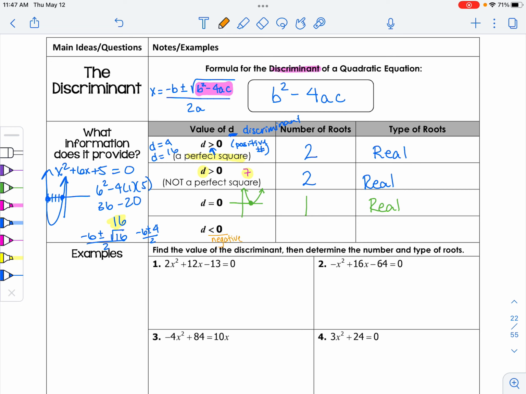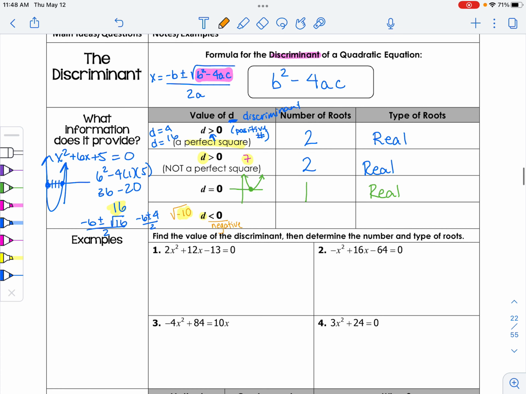Negative, go back to something that we have done before. We learned it this week. If I asked you to do the square root of -10, your discriminant, remember, is that stuff underneath the square root. So that's what I'm saying. If your discriminant is negative, we just learned that we would have i in our answer in that scenario.